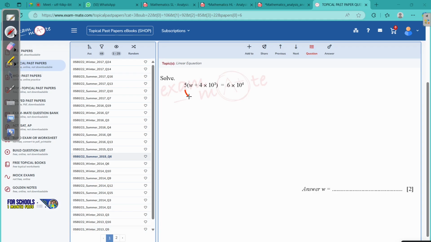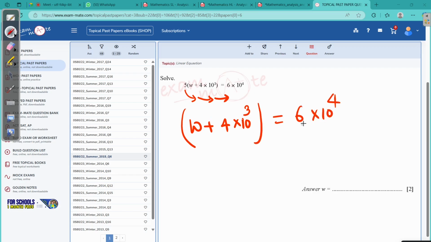Okay, let us see. So first of all, I will send this 5 to the other hand side, right? So it should be W plus 4 into 10 raised to power 3 equals 6 into 10 raised to power 4 upon 5. Now, what will you do? Have you any smart approach for this situation? In place of dividing the exponent part, ideally we divide the 6 and 5. We don't disturb this exponent part, right? But we have to be smart.